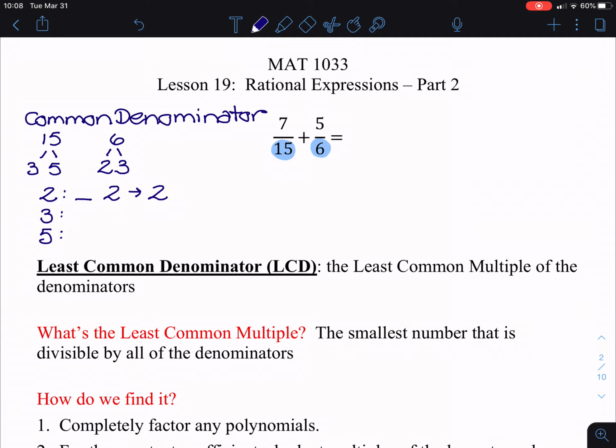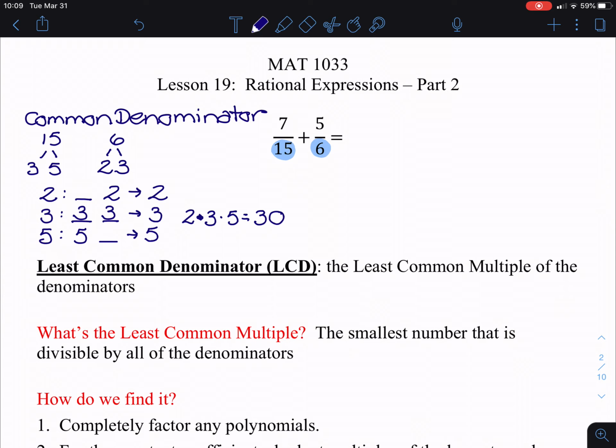For 3, it is a factor of 15, and 3 is also a factor of 6. So I have one 3 and one 3. They're both the same size, so I'm going to take a single 3. Then finally, 5 is a factor of 15, but 5 is not a factor of 6. Again, I'm going to take the most that I can, so I'm going to take the 5. So my common denominator is going to be 2 times 3 times 5, which is 30.